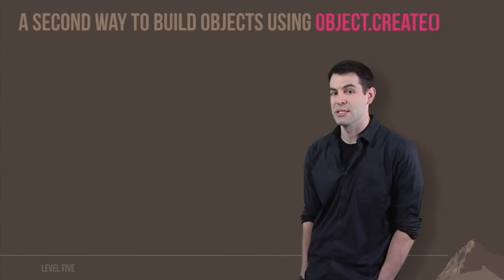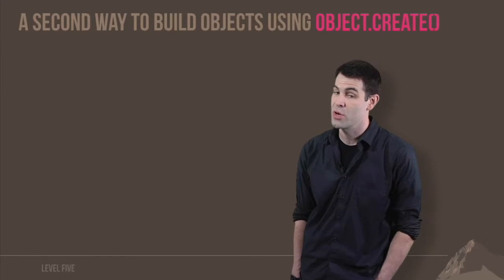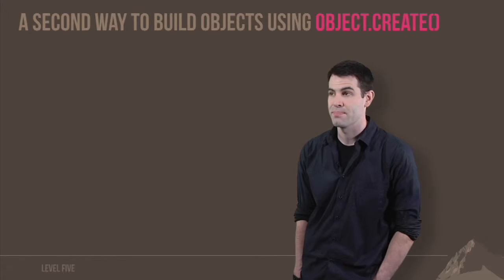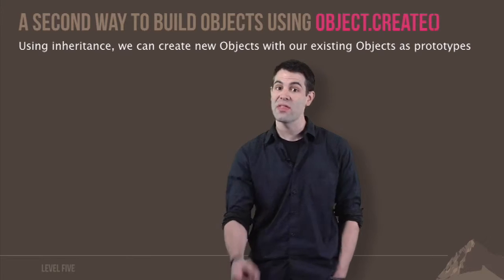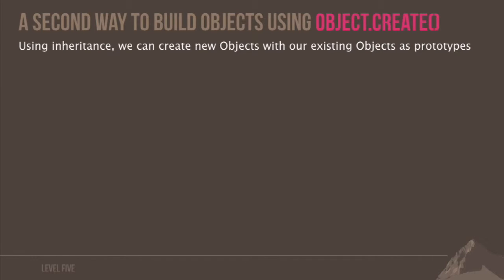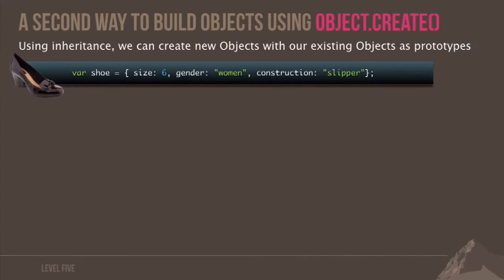And in this section, the first thing we're going to do is take a look at a second way to build objects using Object.create, and it will tie in very importantly with prototypes. Using inheritance, we can create new objects with our existing objects as prototypes. So here, we're going to set up a new object, a new shoe, and we're going to give it a size property, a gender property, as well as a construction property.